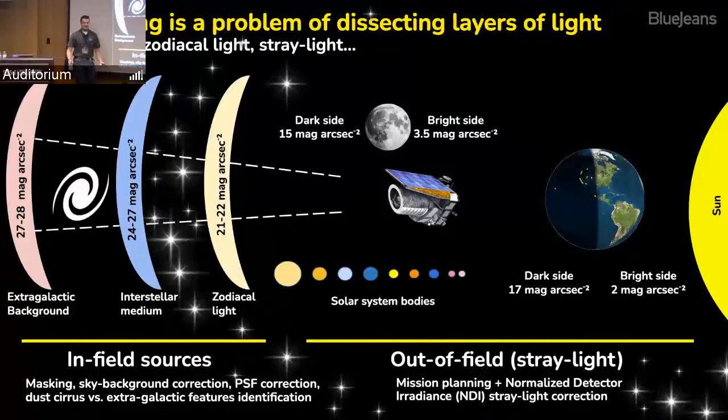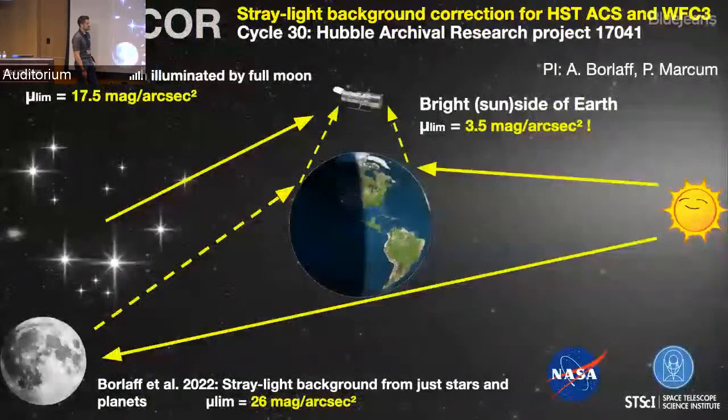But this is suboptimal. Ideally, we would like to know exactly how bright is the zodiacal light, which is at 22 magnitudes per square second, model it, remove it. Then how bright are these stars, where they are, where is the emission from the sun, the moon, the earth, remove it, and then get to the galaxy or whatever that we want to detect in the field. And for that, we need the normalized detector irradiance.